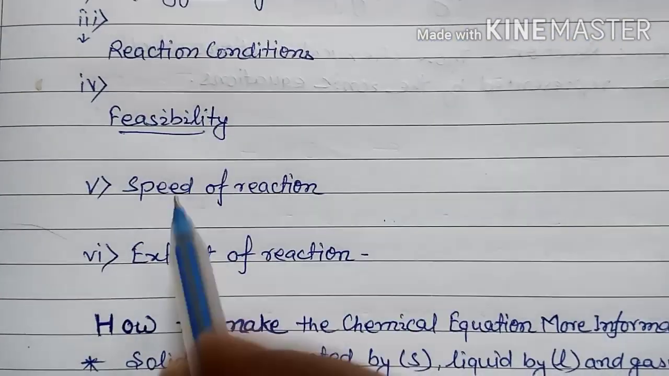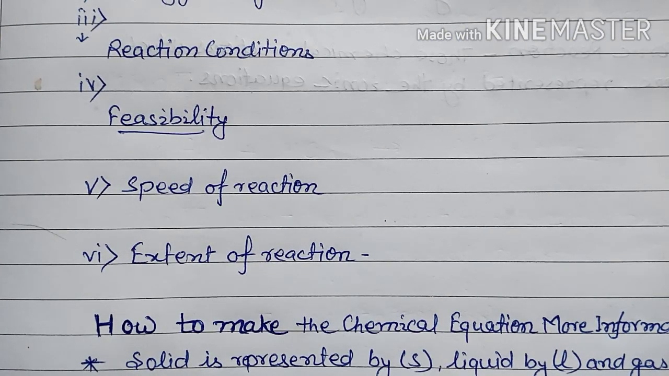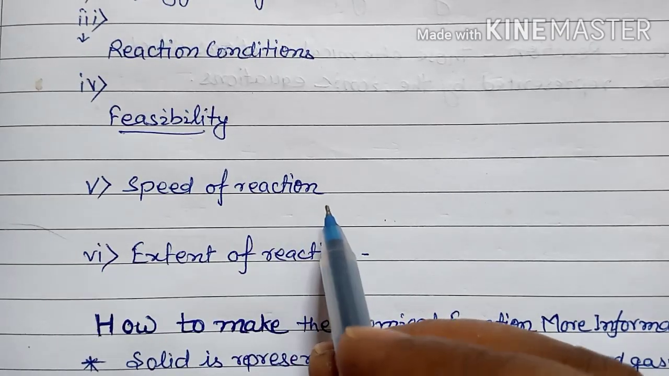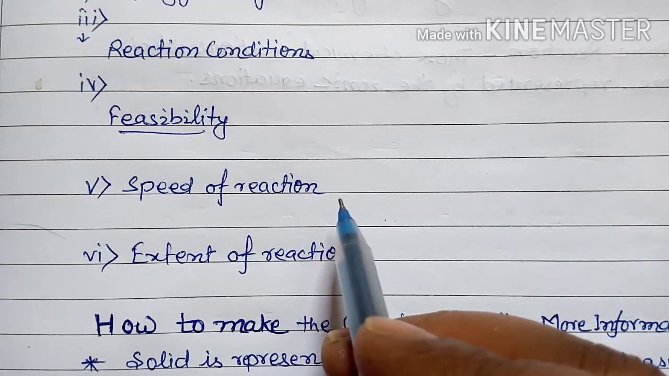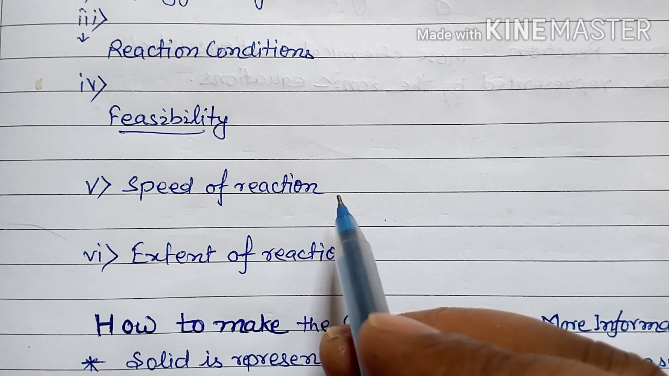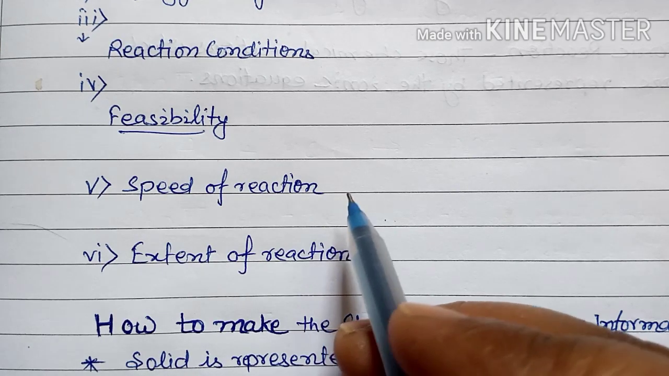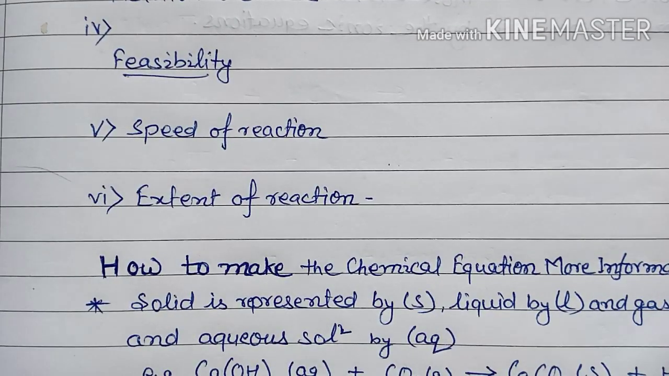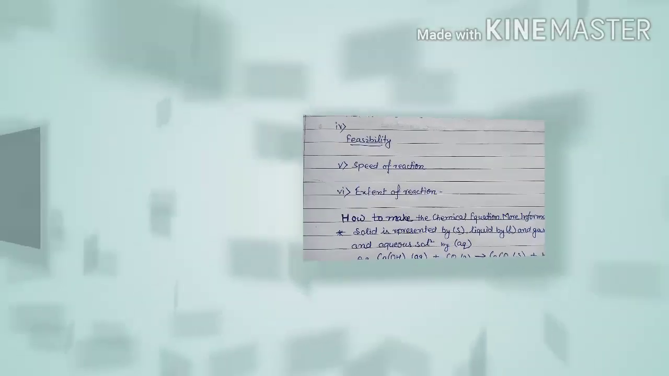And the next one is speed of reaction. From a chemical equation we do not get any information about whether the reaction is slow or fast. Now, extent of reaction: no information can be given about the extent of a reaction.